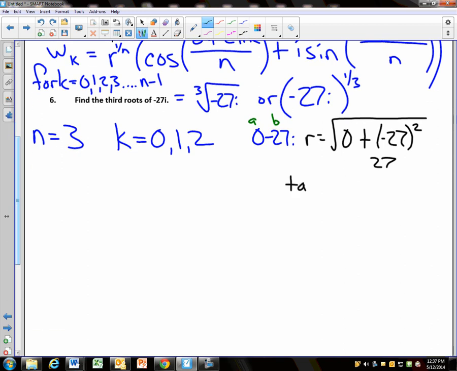Let's find theta. Tangent of theta is equal to b divided by a. What's b divided by a? Anything divided by 0 is undefined. Where is tangent undefined? Yep, 90 and 270, or pi over 2 and 3 pi over 2. If our number is 0 minus 27i, which one is it? Pi over 2 or 3 pi over 2? 3 pi over 2.